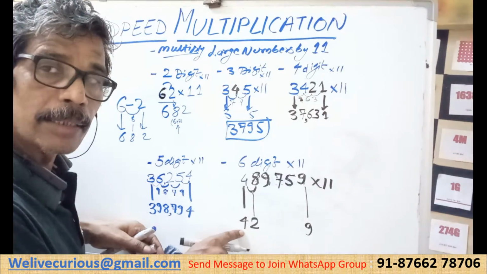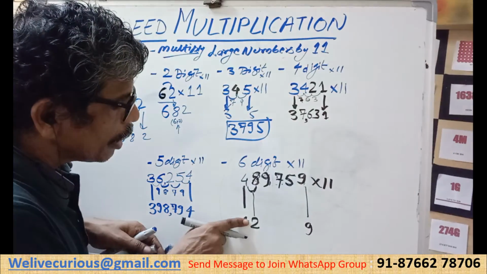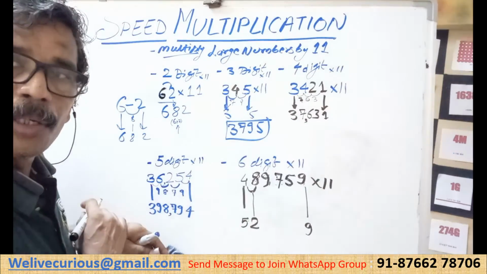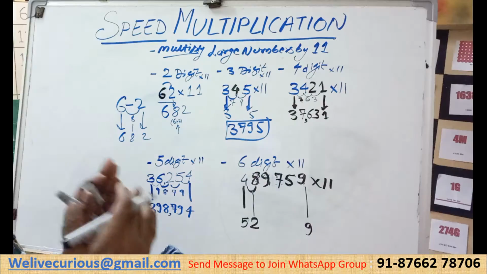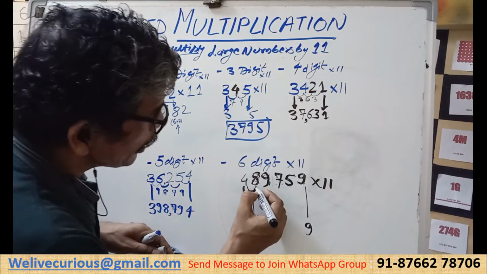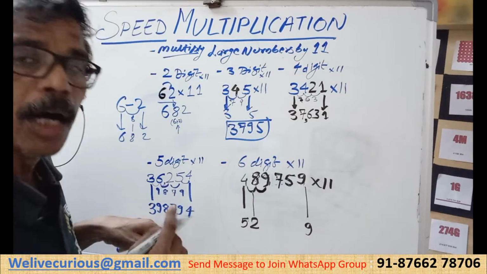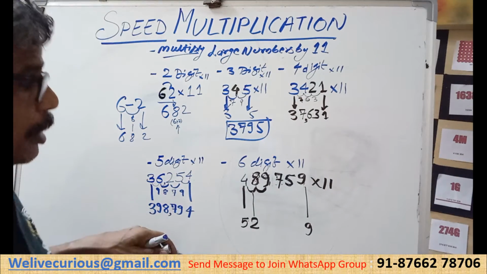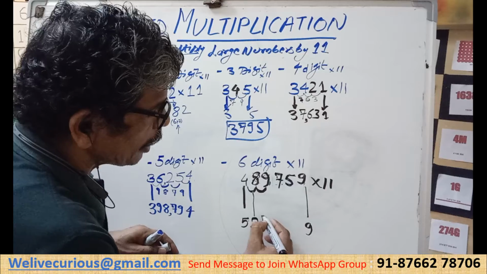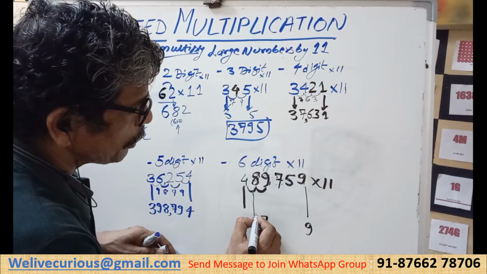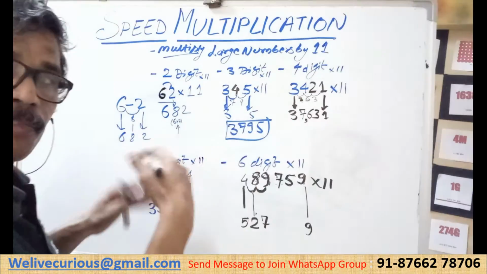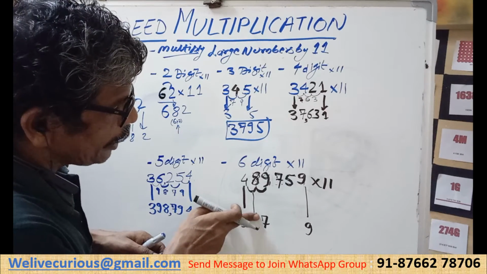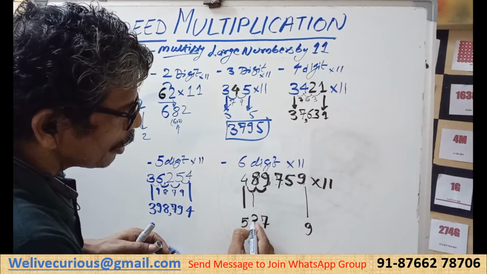So what does this one become? 4 becomes 5. Okay, so we already have 2 digits. Now you see, 8 and 9 you add. How much is 8 and 9? 8 and 9 is 17. But 7 you keep here, and where does the 1 go? 1 goes here, left, because it is carry forward. So instead of 2 you write 3.